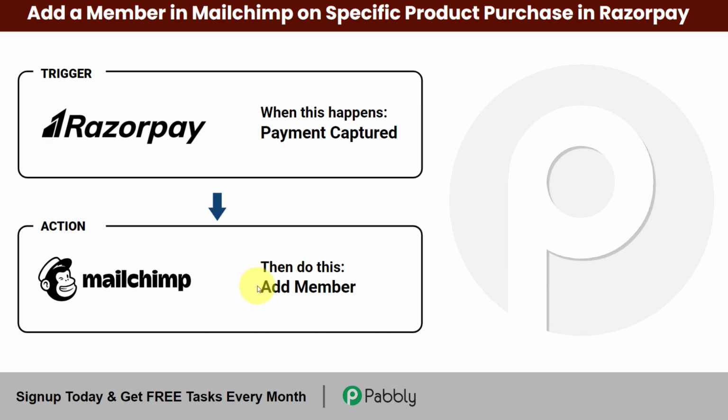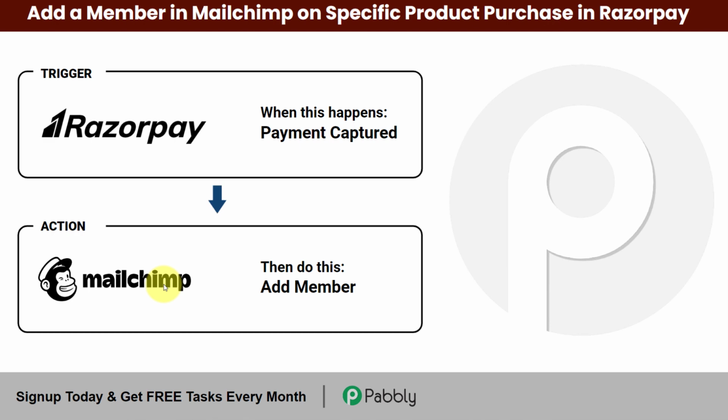In this video, we are going to understand how to add a member in Mailchimp on specific product purchase in Razorpay. Now, let's say that you are using Razorpay as a payment gateway, and here every time a new payment is captured, then the user who has just made the payment for a specific product is supposed to be added as a member in Mailchimp, which is an email marketing platform.